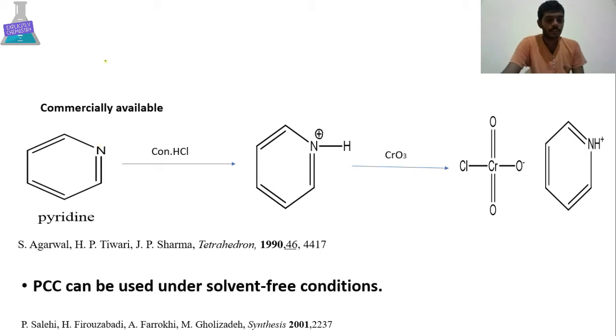This PCC can be synthesized using pyridine in presence of concentrated HCl. This ion will be formed after we are oxidizing using chromium trioxide. The pyridinium chlorochromate is formed and this is commercially available. PCC can also be used under solvent-free conditions, which is reported in synthesis.